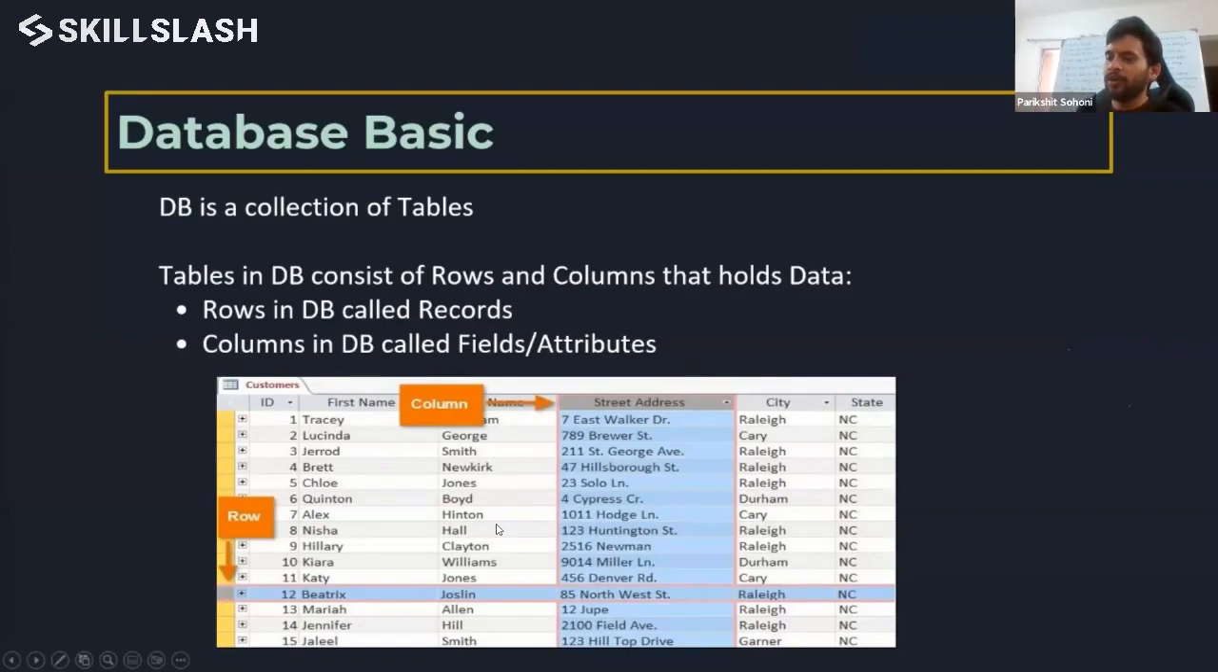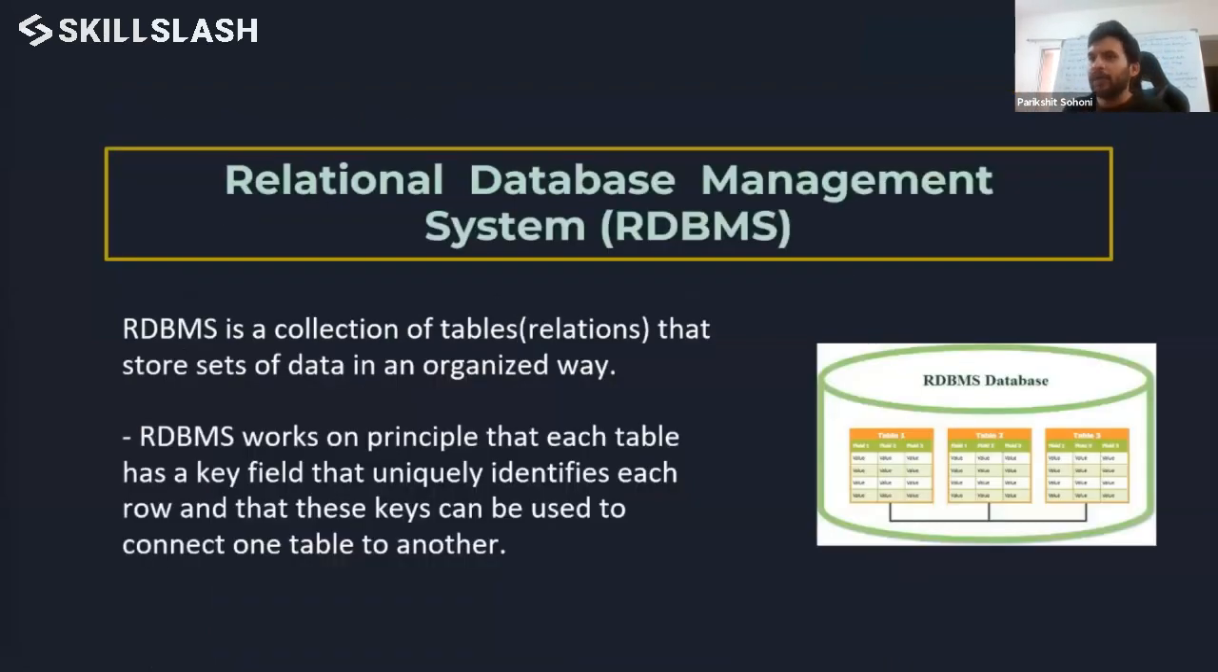So this is just a simple example. I have my ID, first name, last name. I have the address, the city in which that particular person stays, and in what state that particular person stays. So this is just one example of how a database can look like. Great. So I think that is the end of what is a database.